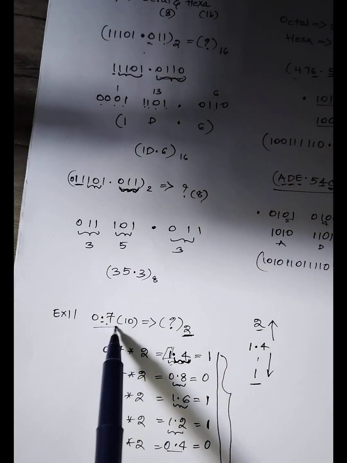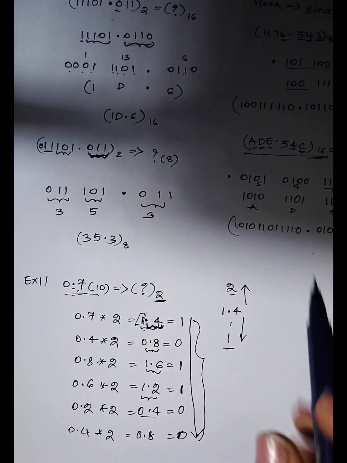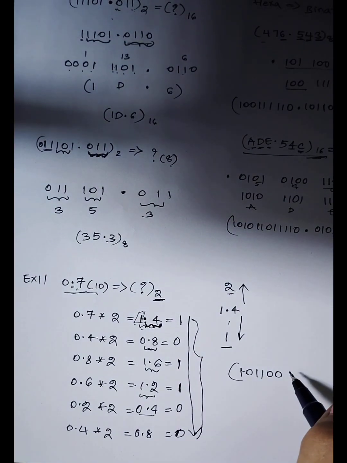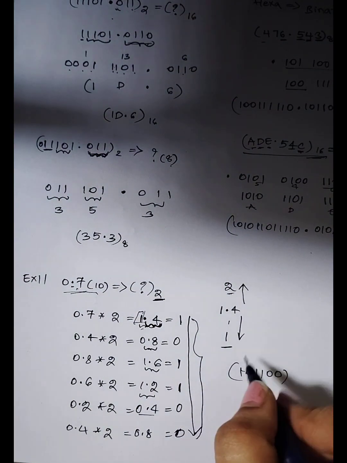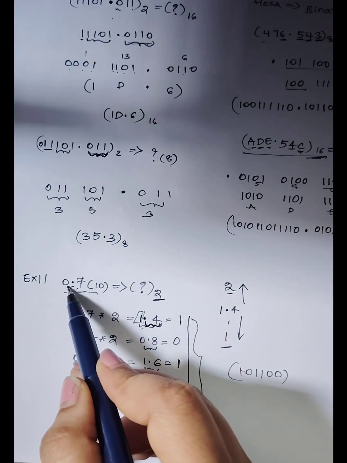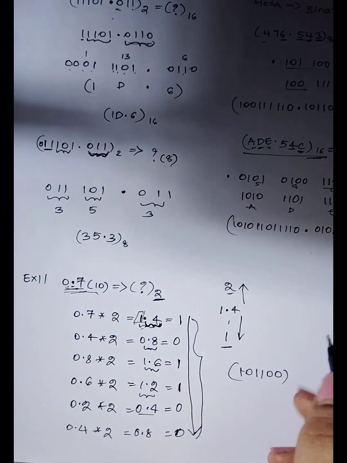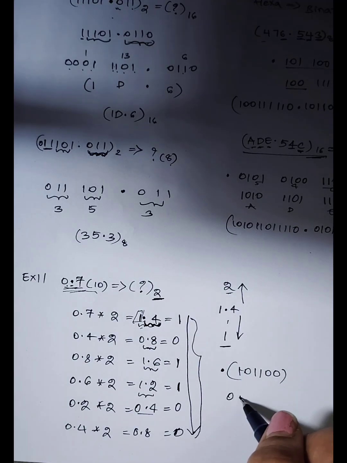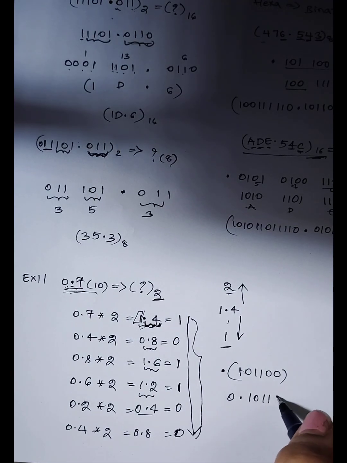If you convert this 0.7 decimal value to binary, that is 101100. This value is after the radix point, right? So you need to consider the dot, that will be 0.101100.